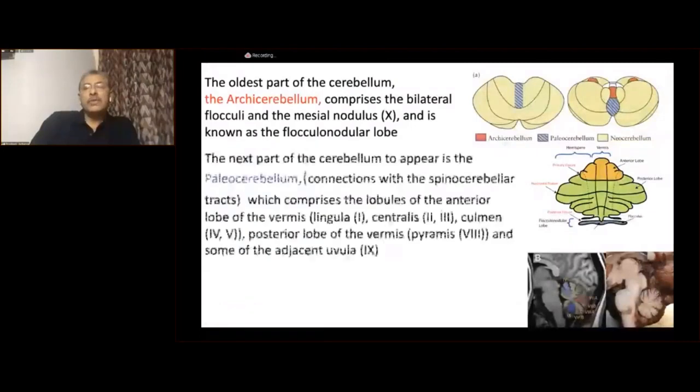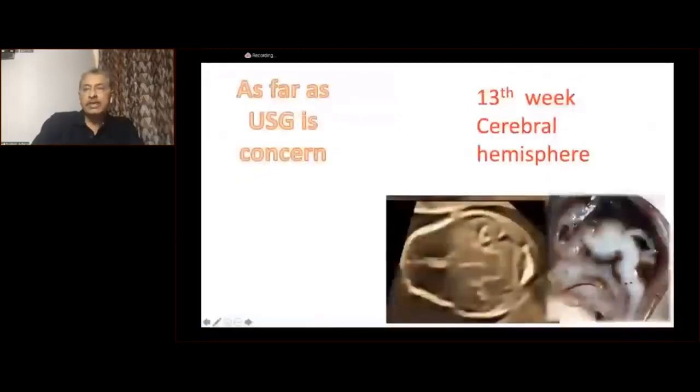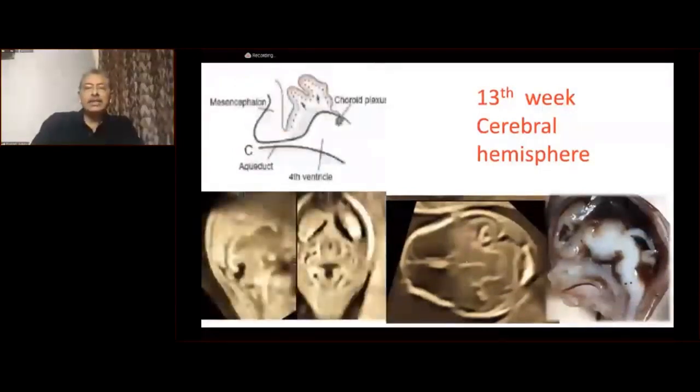And from that, there are now three major parts. The oldest part is the archicerebellum. These are the archicerebellum, paleocerebellum, and neocerebellum or pontocerebellum. These are the three parts and how they are all going to be developed. Now, 13th week, as I told you, as far as ultrasound is concerned, you can appreciate the cerebellar hemispheres.